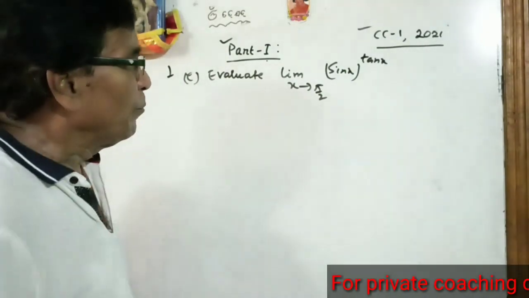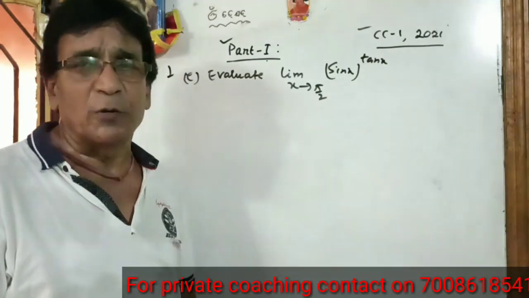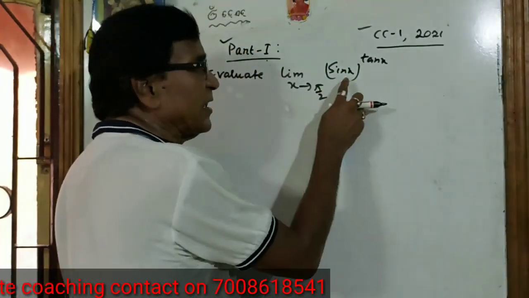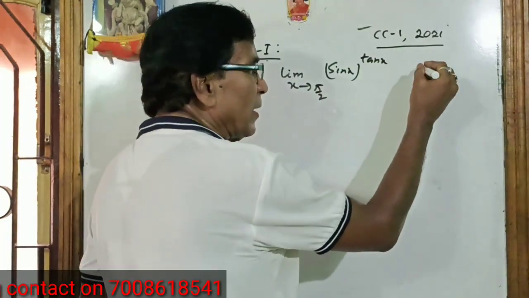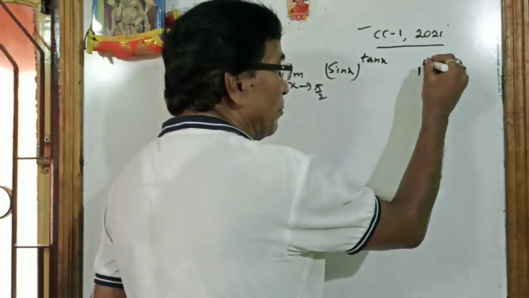So here we have to find the limit as x tends to pi by 2 of sin x whole to the power tan x. So this limit is of which form? Because when x is equal to pi by 2, sin pi by 2 is 1, and tan pi by 2 is infinity.